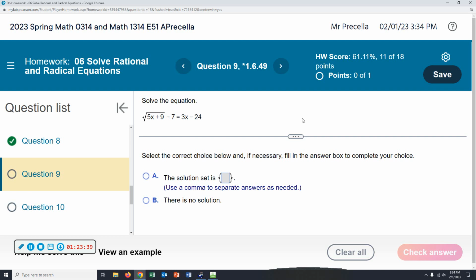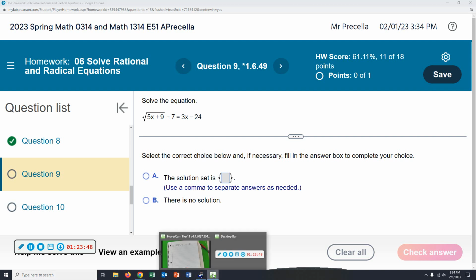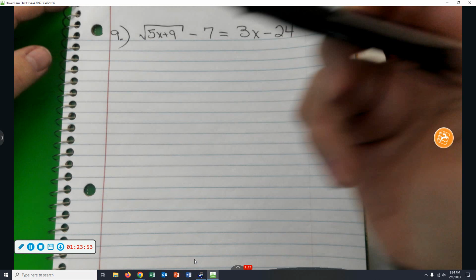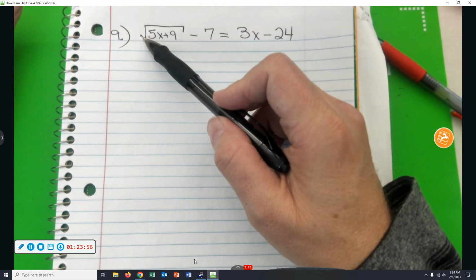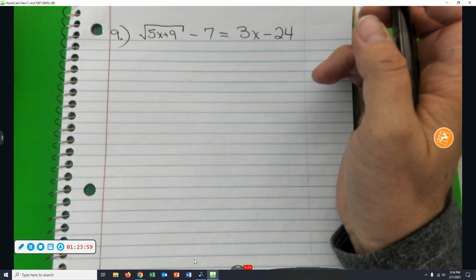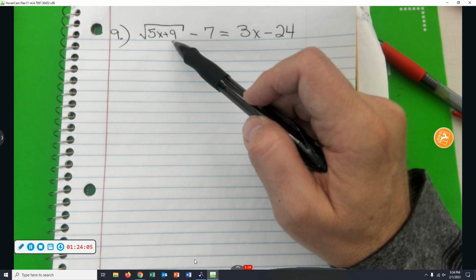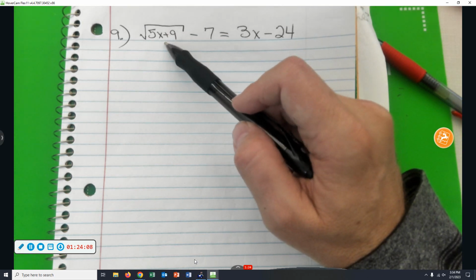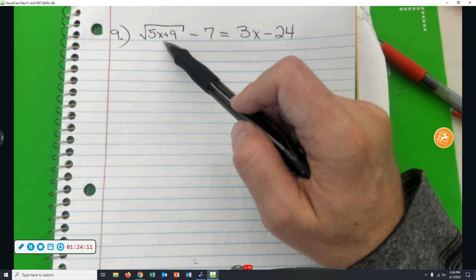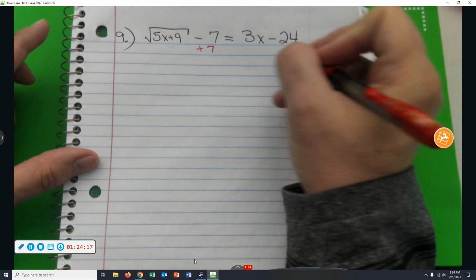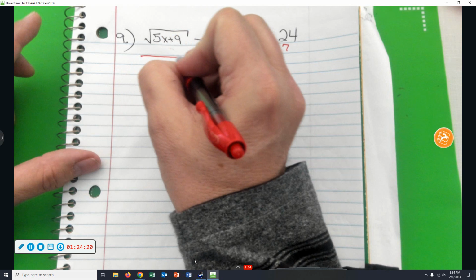The square root of 5x plus 9 minus 7 is equal to the binomial 3x minus 24. Okay, let me switch over to my camera. It's a square root, so we're going to have to square both sides, which means we're going to have to check our answers at the end. There's only one square root symbol in this problem, so this thing needs to be by itself. What should I do to get that square root by itself? Add 7, I agree.